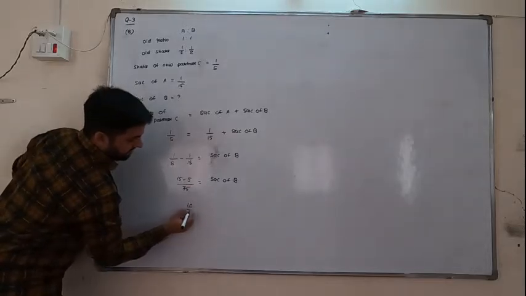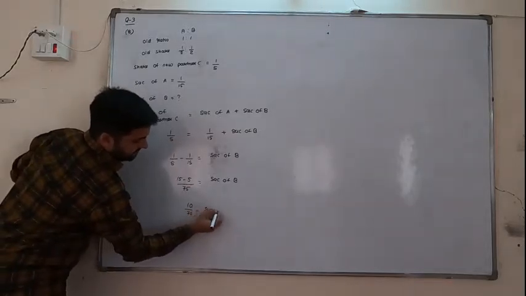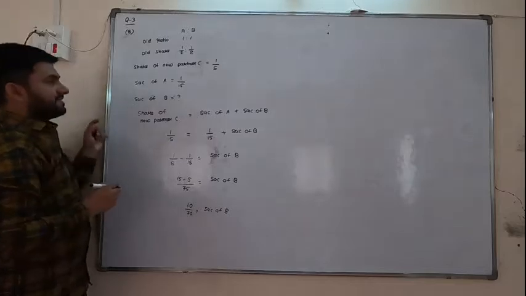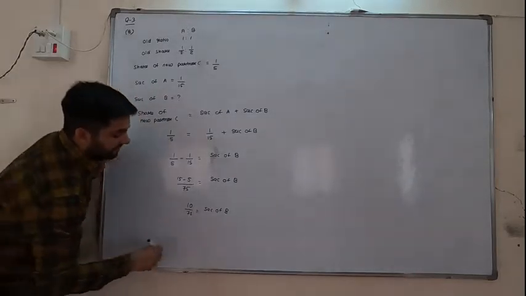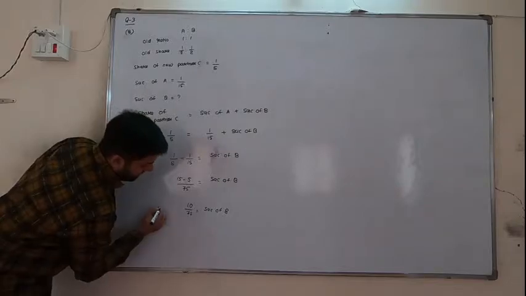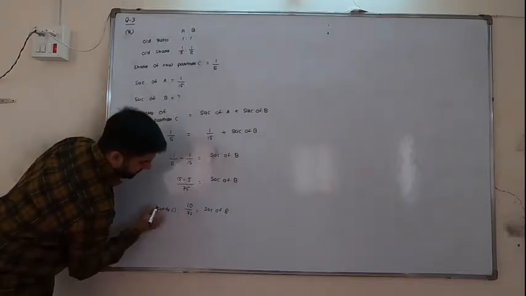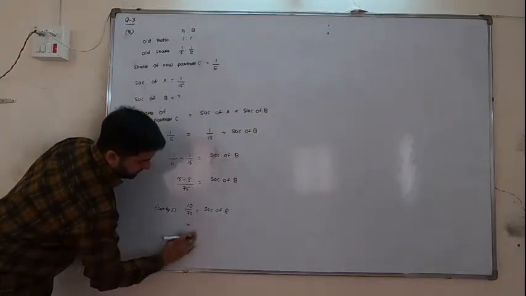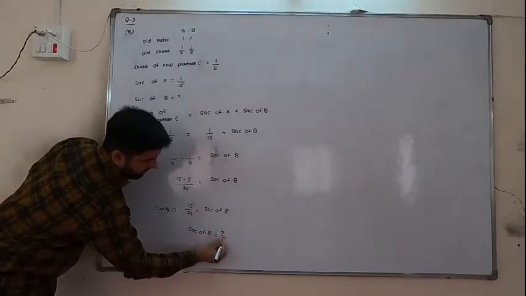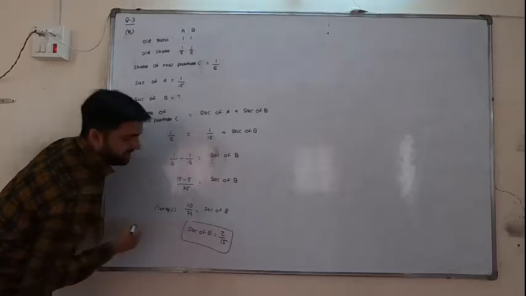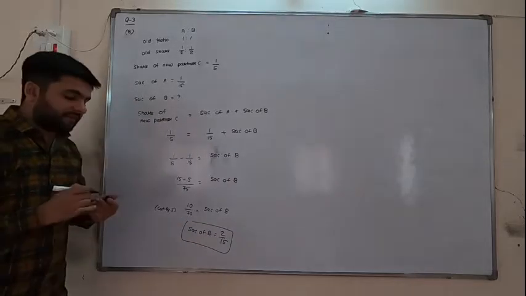Now 10/75 is equal to sacrifice of B. Now see, the sacrifice of A has denominator 15, so let's shorten this also. We will cut by 5. Cut by 5, so sacrifice of B will be 2/15. Why are we cutting? Normally I am not cutting. In the new ratio we are not cutting.